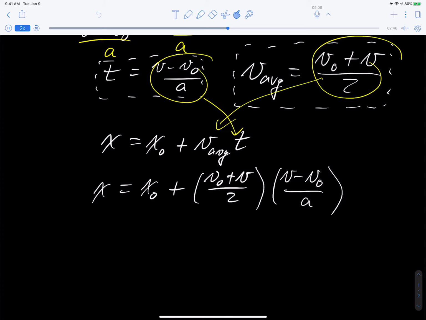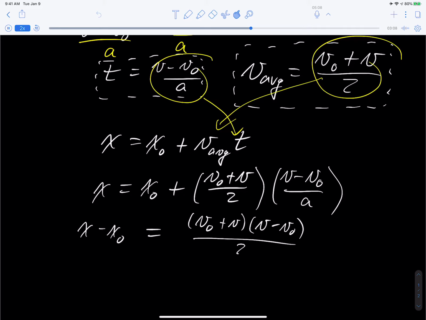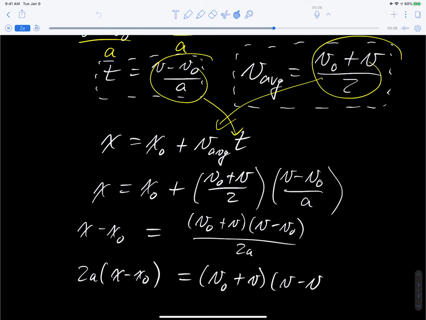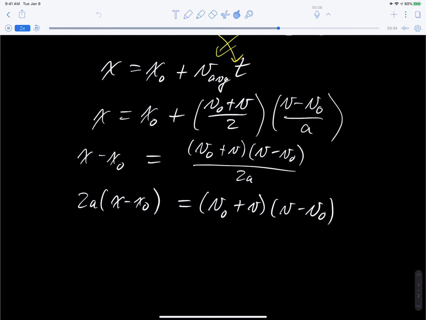All right, so now I'm going to do a little bit of algebra here. I'm going to subtract x naught from both sides, so that's going to give me x minus x naught over here. And then I'm going to multiply this out, so I'm going to have on top v naught plus v times v minus v naught all over 2a. Now I'm going to multiply both sides by 2a. So I'm going to have 2a times x minus x naught is equal to v naught plus v times v minus v naught.